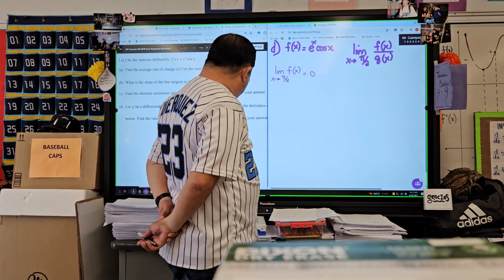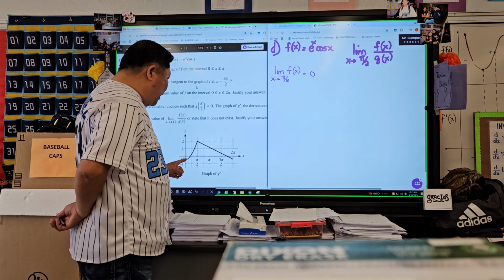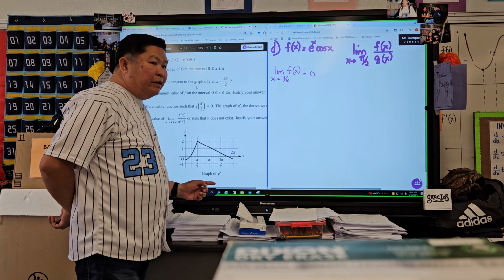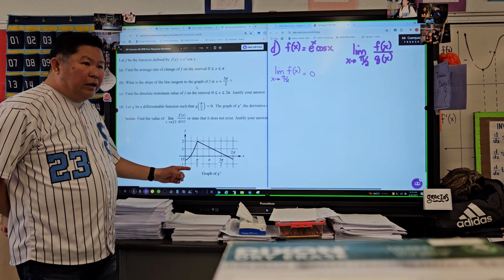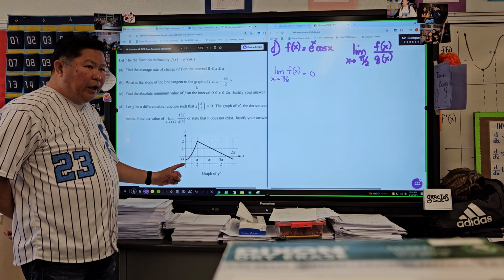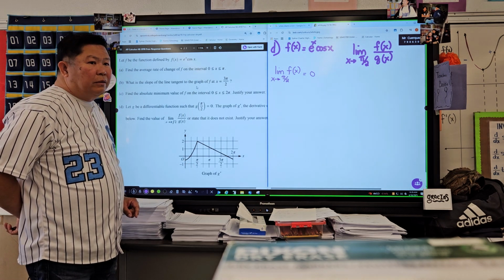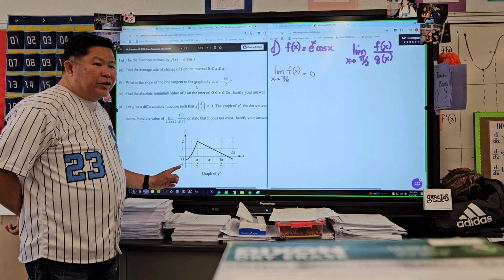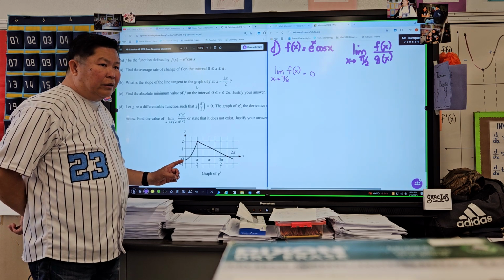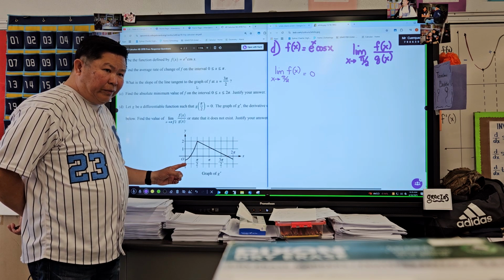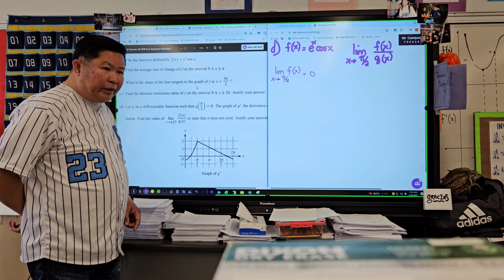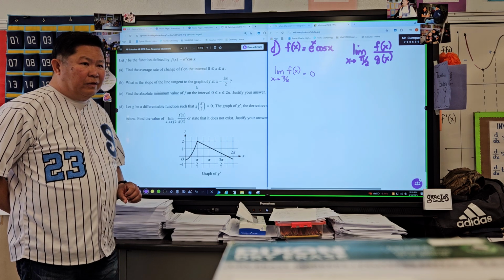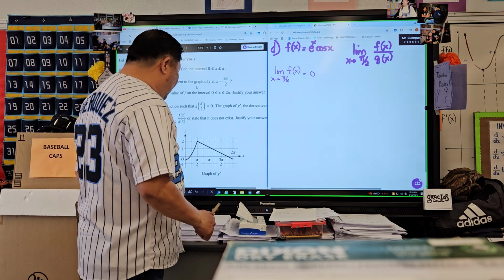Because now, right here, g is differentiable and g is continuous, right? Differentiable and continuous. Again, g is differentiable and continuous. It's a sharp point, but it's still a continuous function.